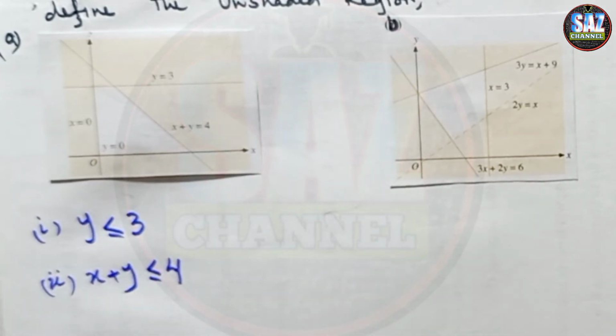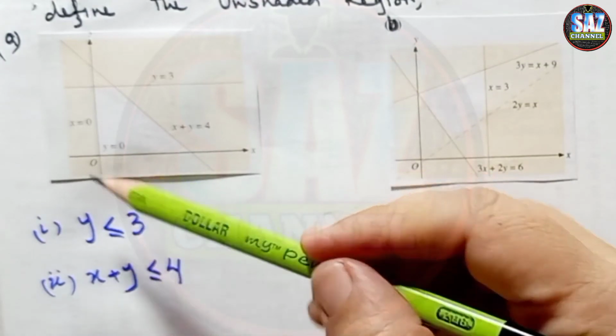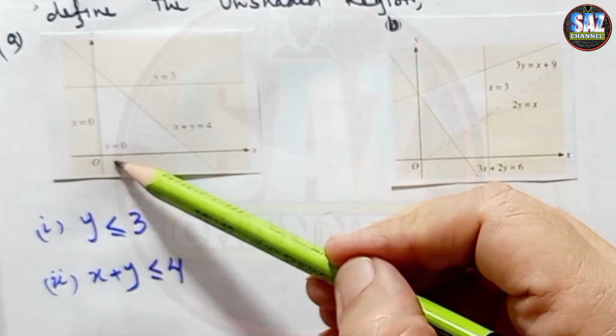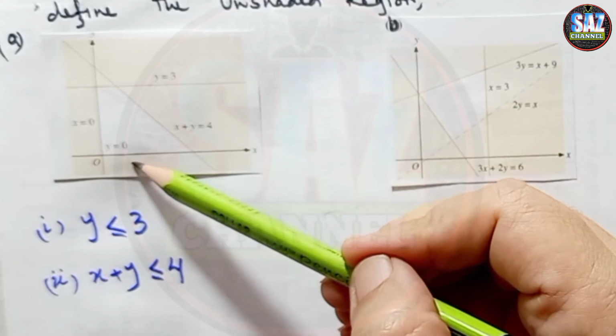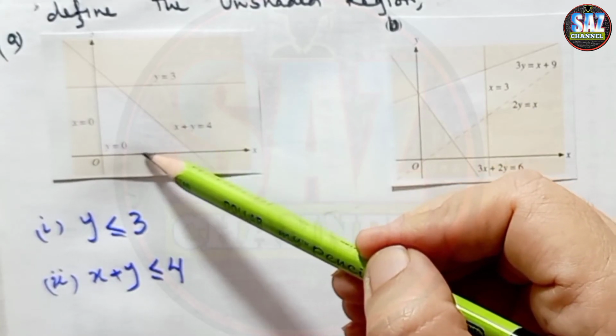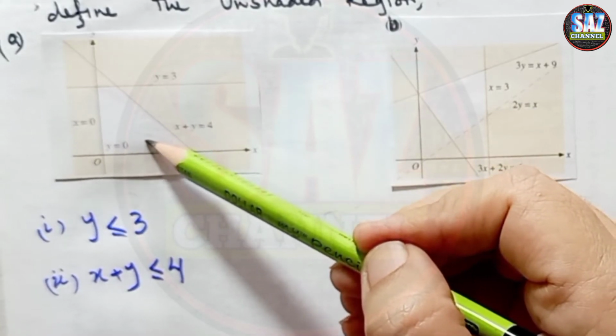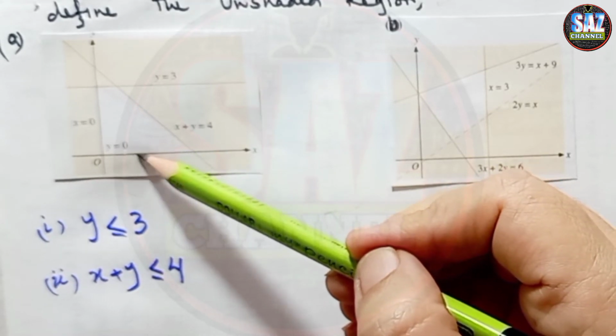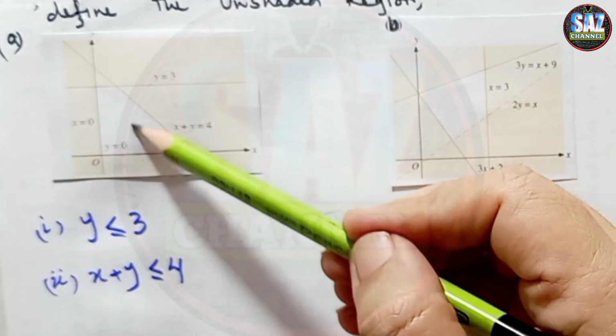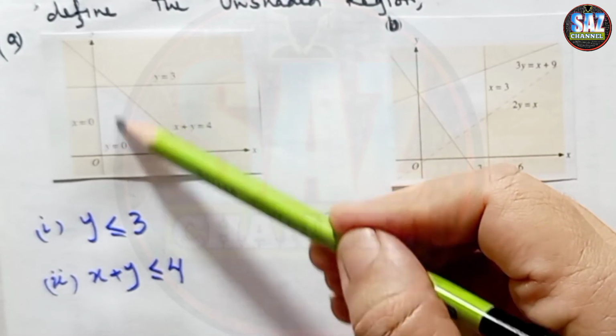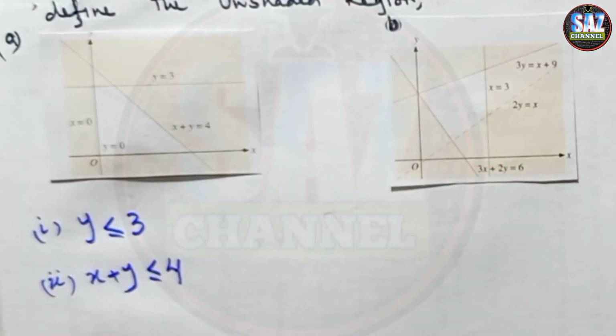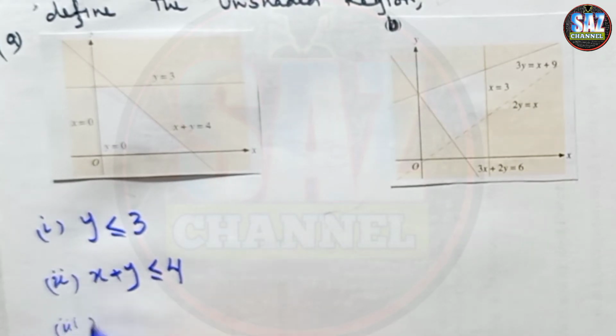Coming to y equals 0, the graph is shaded below this line and the unshaded region is above this line. We require the values of y which are more than 0. So recall what inequality will be associated with this: that will be y greater than or equal to 0.